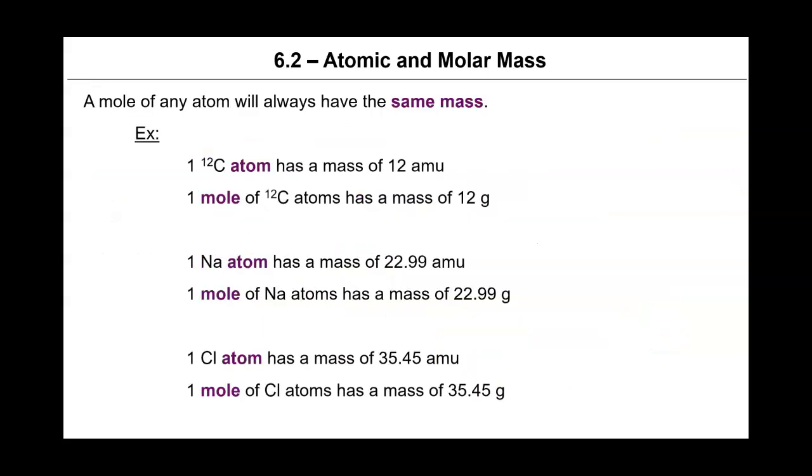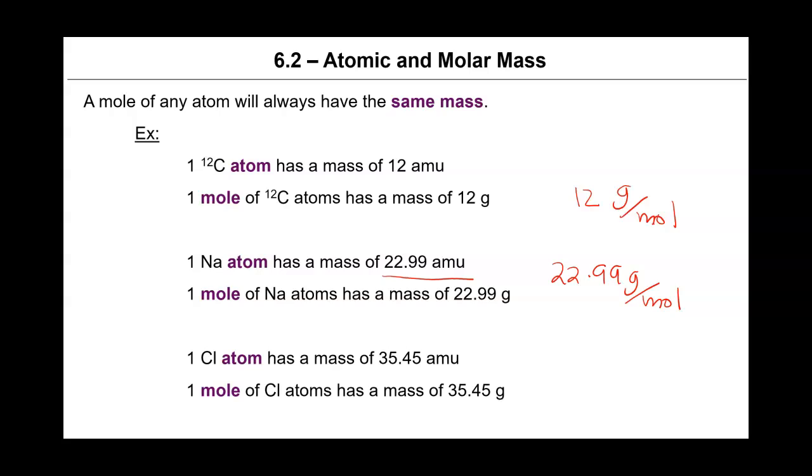For example, as we already stated, 1 carbon-12 atom has a mass of 12 AMU. 1 mole of carbon-12 atoms has a mass of 12 grams. Therefore, the molar mass of carbon-12 would be 12 grams per mole. According to the periodic table, 1 sodium atom has a mass of 22.99 AMU. Therefore, I know that 1 mole of sodium atoms has a mass of 22.99 grams, or we could say that the molar mass of sodium is 22.99 grams per mole.